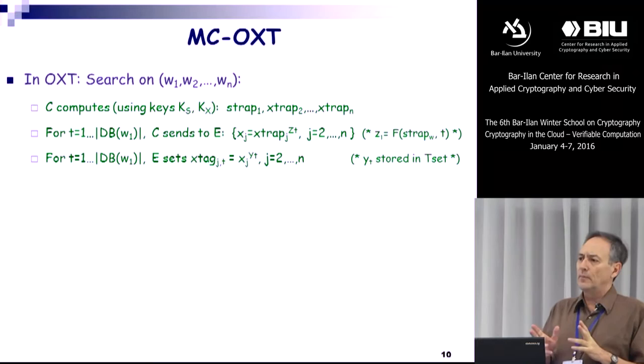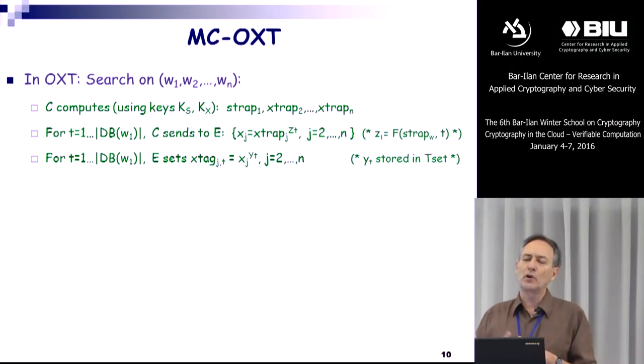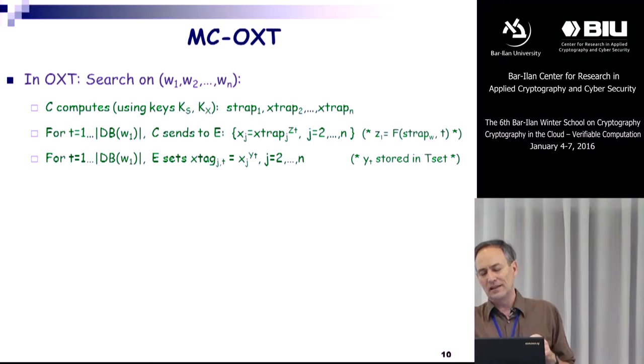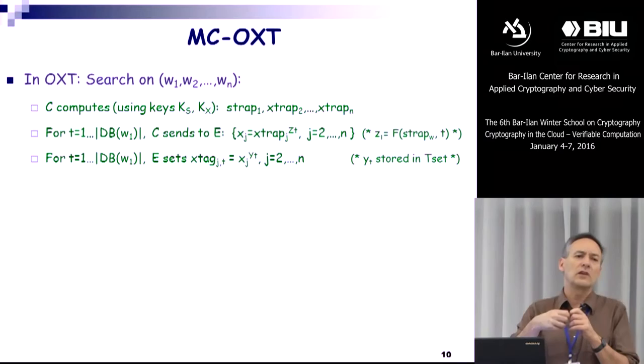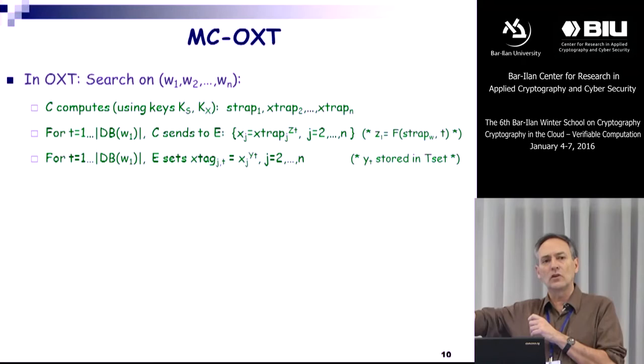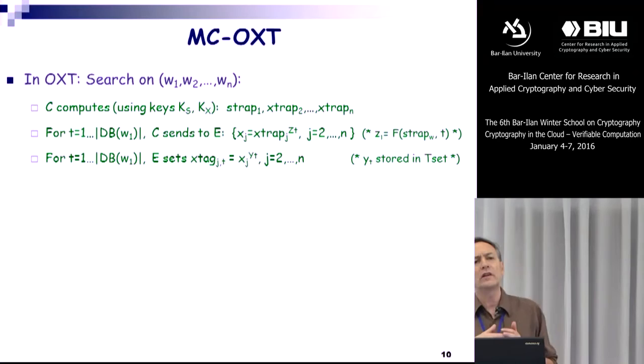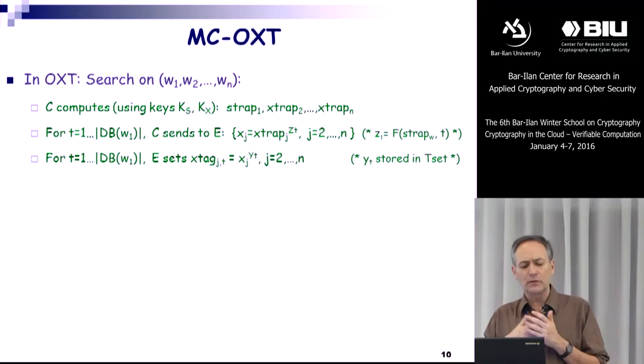The problem is that in the actual OXT, to solve all the problems with cross-query leakage, the client is not sending just xtrap 2 to xtrap n. It's sending a sequence of xtrap to the z, where this is a long sequence of the length of DB(w1). So Debbie cannot give the client all the tokens that the client will need. First of all, there are many, and second of all, Debbie doesn't know how many he will need.